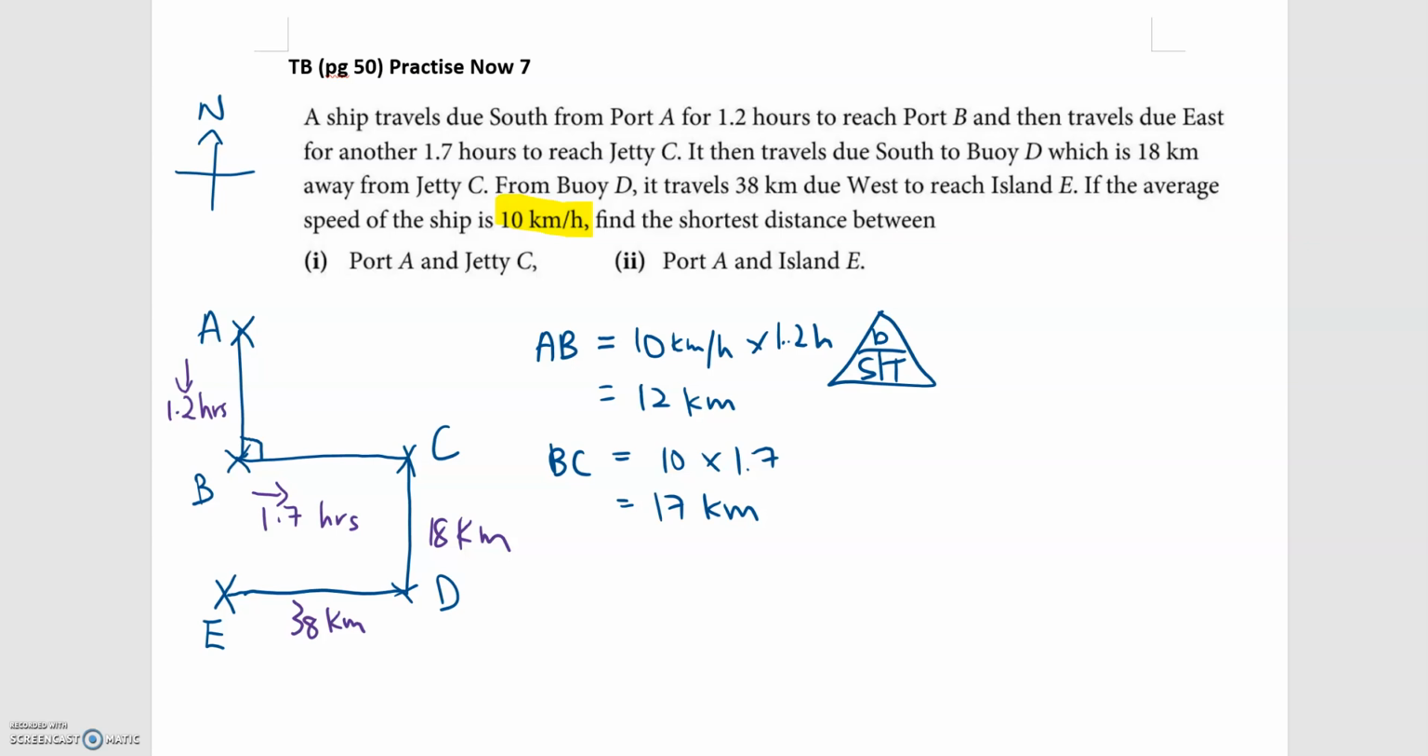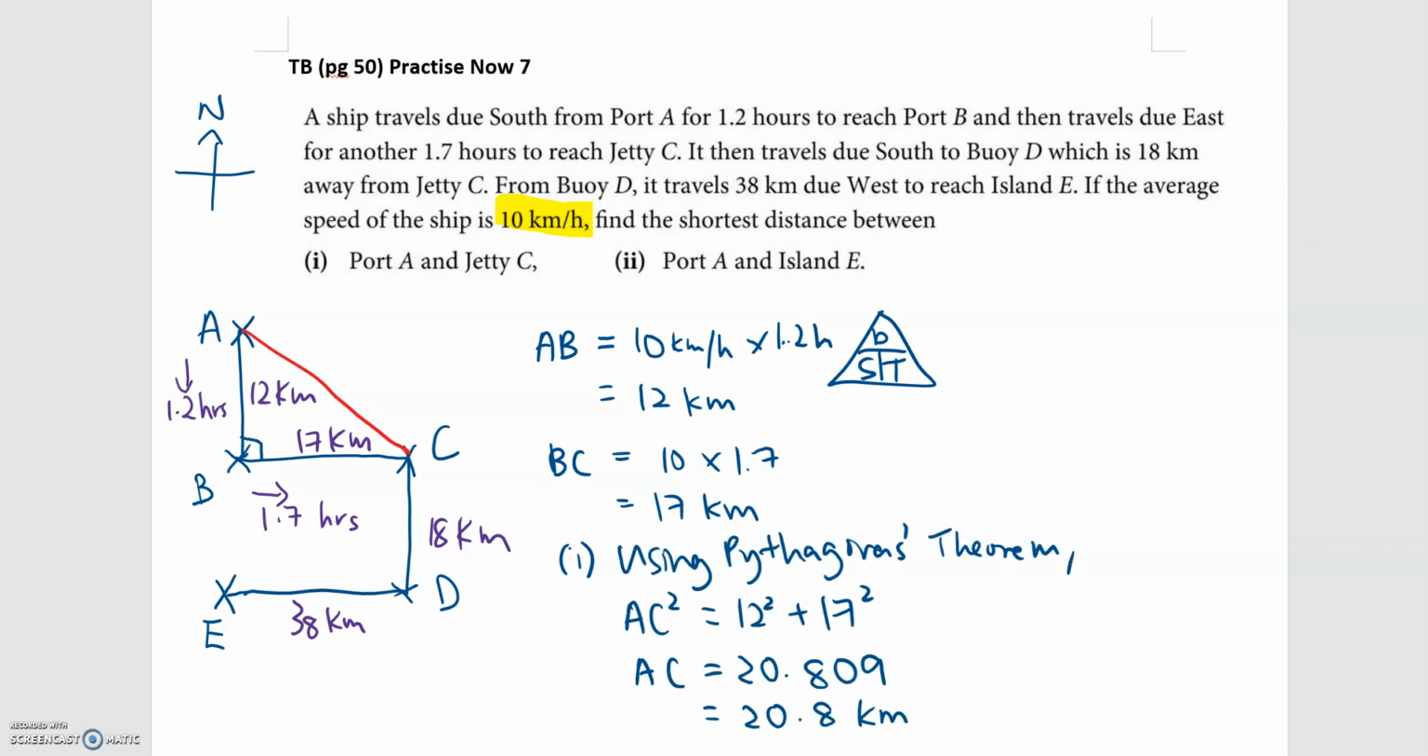Okay, now you can choose to correct the lengths if you want in your sketch. If not, you can actually still use this. I will update now the information. So 1.2 hours, it gives me 12 kilometers here. And this gives me 17 kilometers. Okay, so the question wants us to find the shortest distance between port A and jetty C, which is essentially the length of AC. Okay, so I have a right angle triangle. I want to find the shortest distance AC. So I will use Pythagoras theorem to help me find this. Okay, so I will have this.